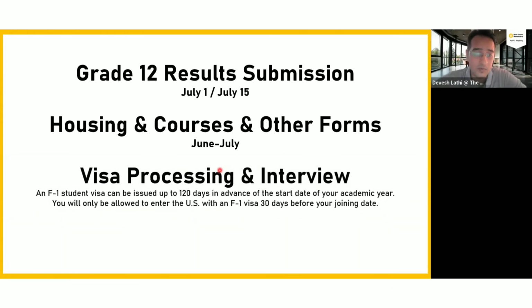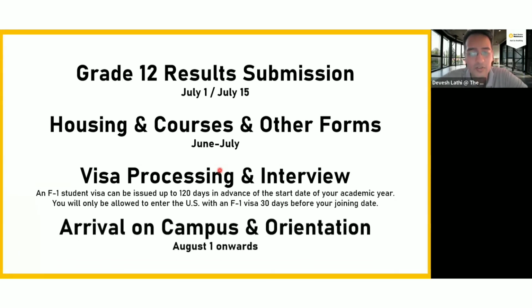Visa processing and interview. An F1 student visa can be issued up to 120 days in advance of the start date of your academic year. So if your college starts in August, 120 days or roughly 4 months before the start date, you can get your F1 visa. You will only be allowed to enter the US with an F1 visa up to 13 days before your joining date.